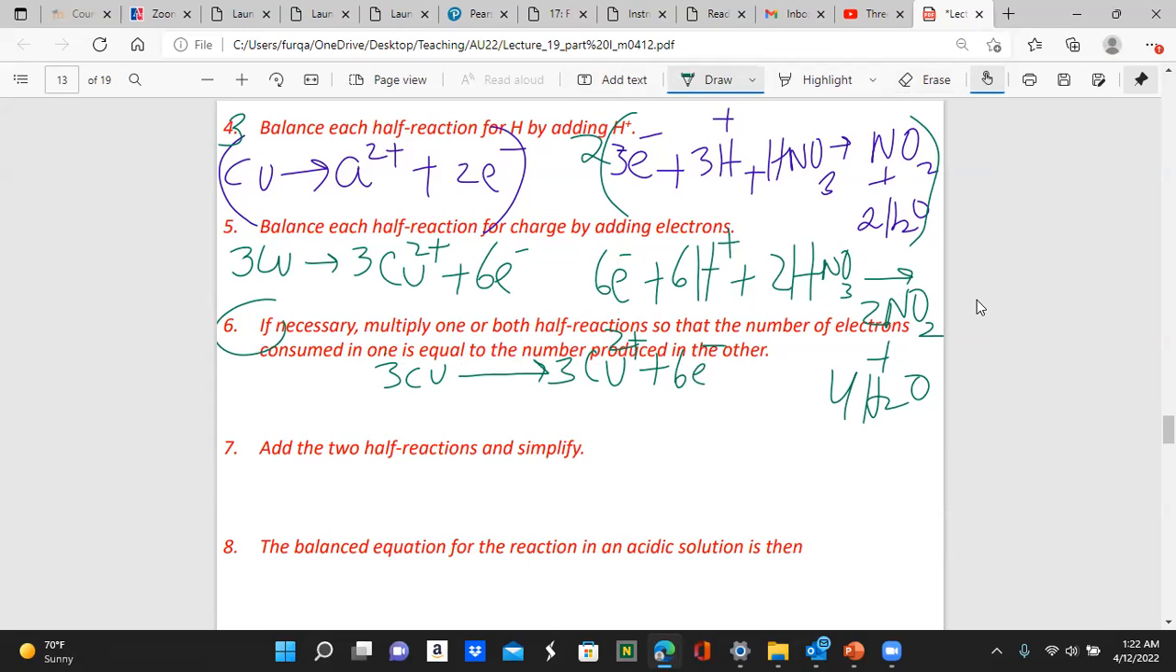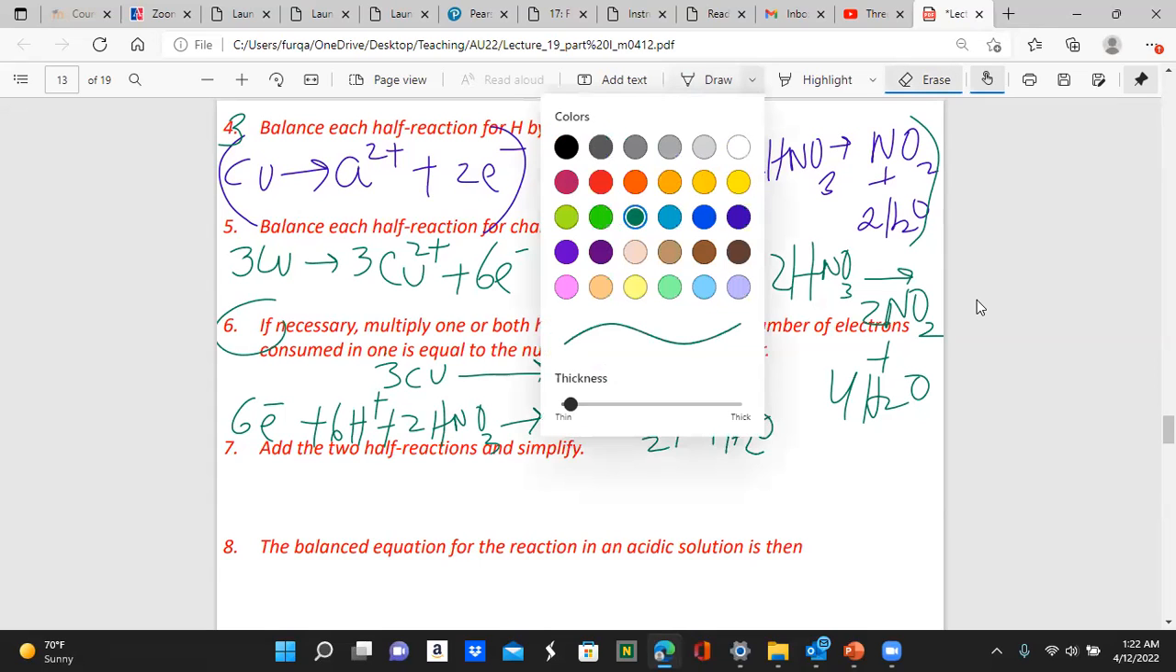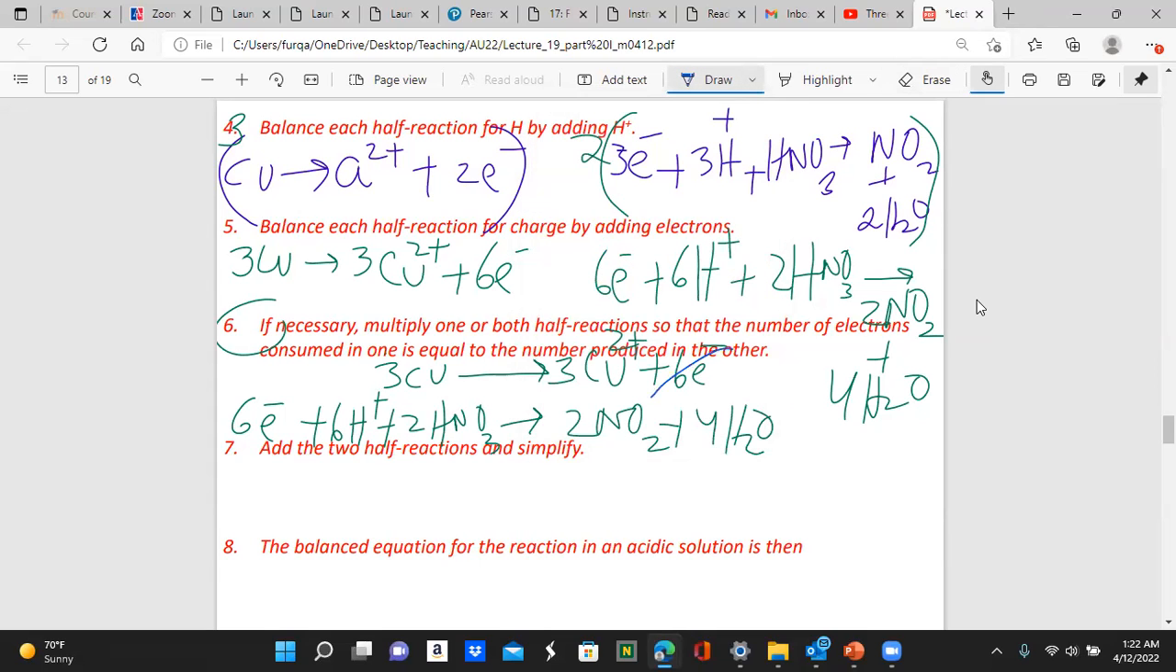And my other equation is 6 electrons plus 6 H pluses plus 2 HNO3. That's going to go into 2NO2 and plus 4H2O. Okay, so now canceling the similar stuff on both sides. I'm going to cancel these electrons. What else am I supposed to cancel here? Nothing, right? I cannot cancel anything else. So I need to just add them together.